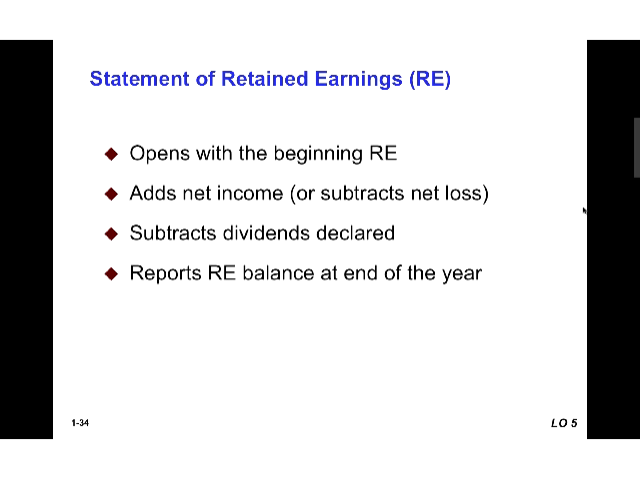We add net income or subtract net loss. We subtract dividends declared. Now there's a difference between dividends declared and dividends paid. We aren't going to worry about that distinction until we get to a later chapter. So right now, just go with dividends. We don't need to make that distinction. And then we'll have the ending retained earnings balance at the end of the year.